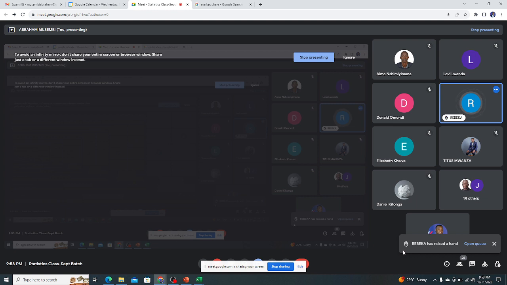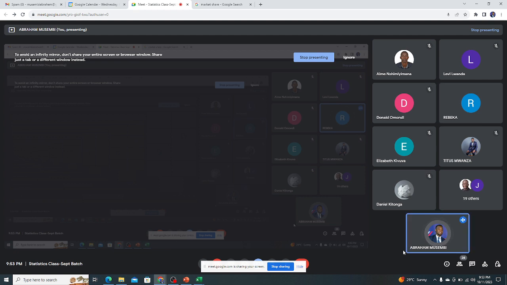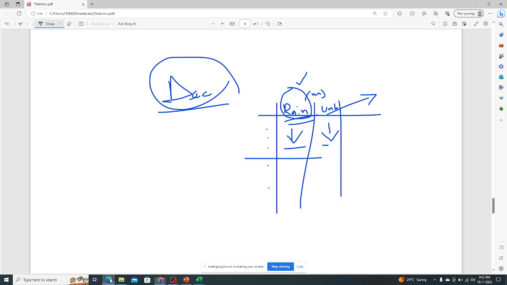Mean is the center, the average. What about median? Okay, mean is the simple average.